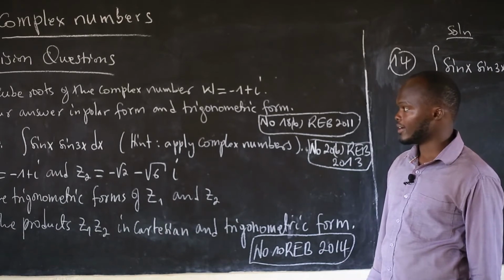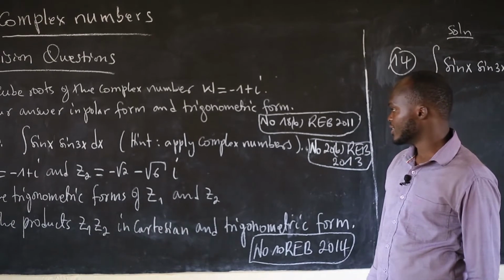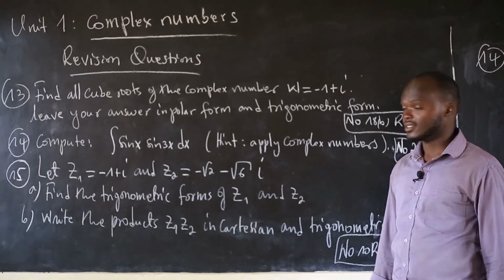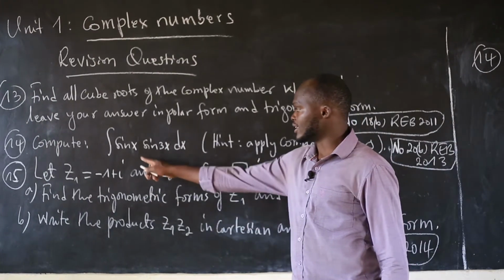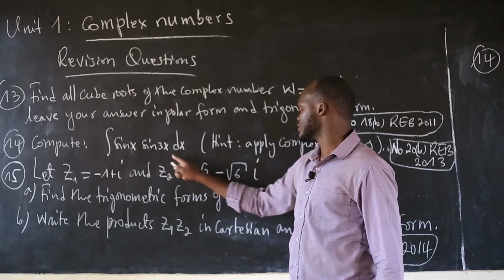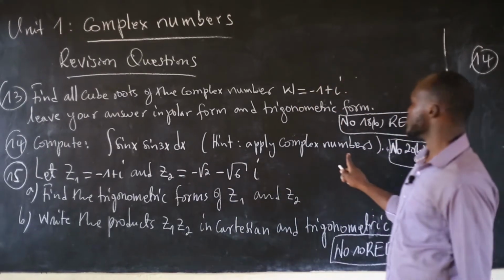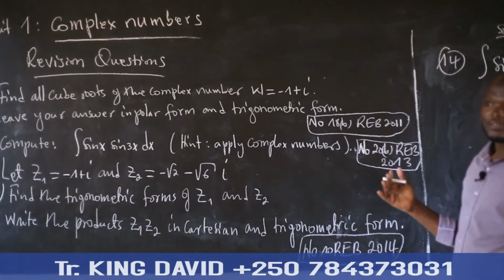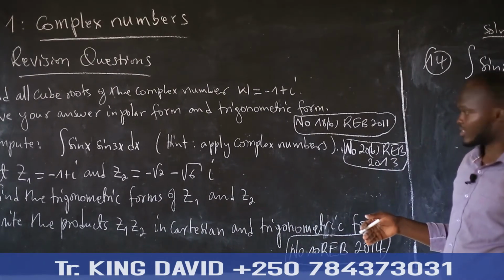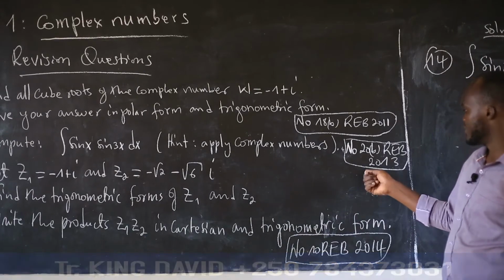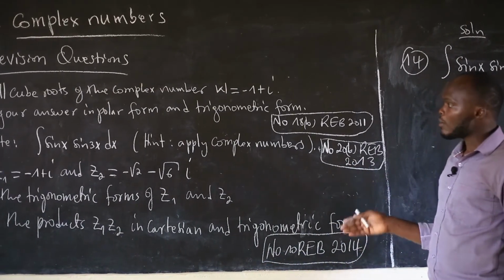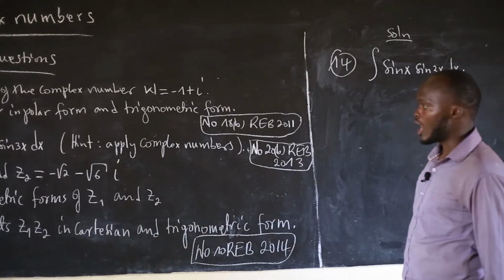So now, let's go to number 14. Number 14 is saying compute or calculate integration of sin x, sin 3x dx. Hint, apply complex numbers. You see, we can apply complex numbers finding integrations. So this number, it is number 20b, labeled 2013. So now, how are we going to calculate that integral?